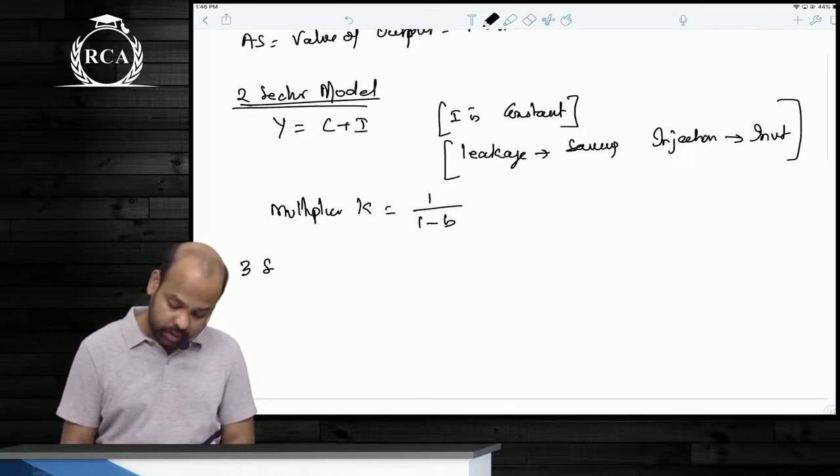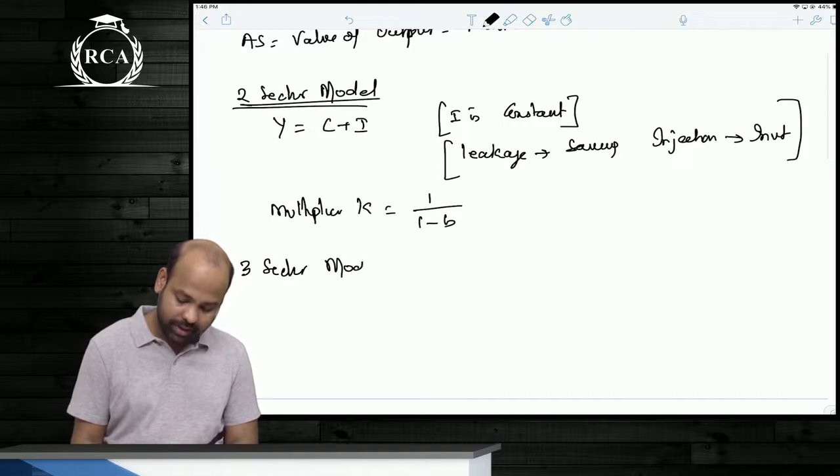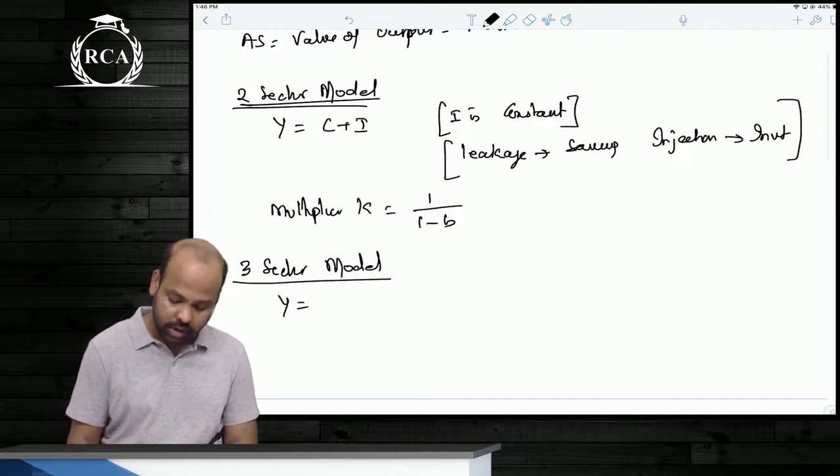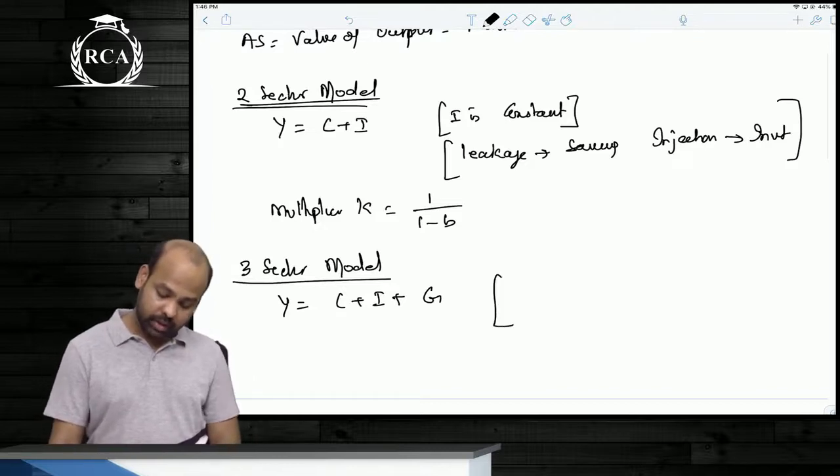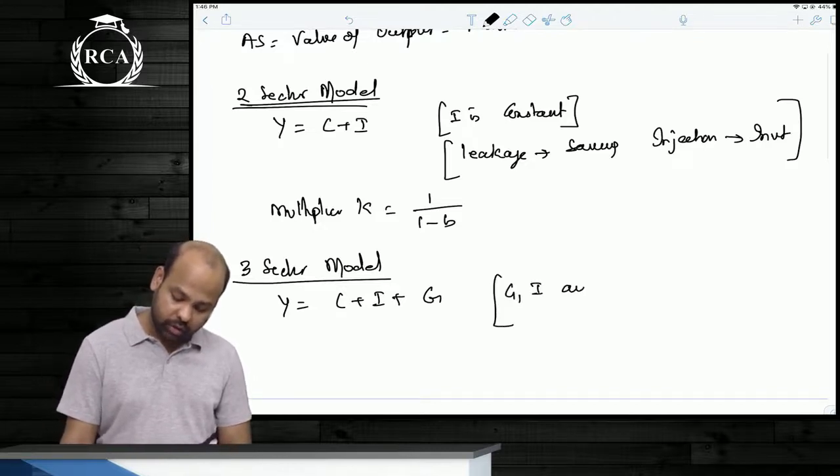And then in a three sector model, you would want the national income to be equal to C plus I plus G. Remember, I and G are constants.